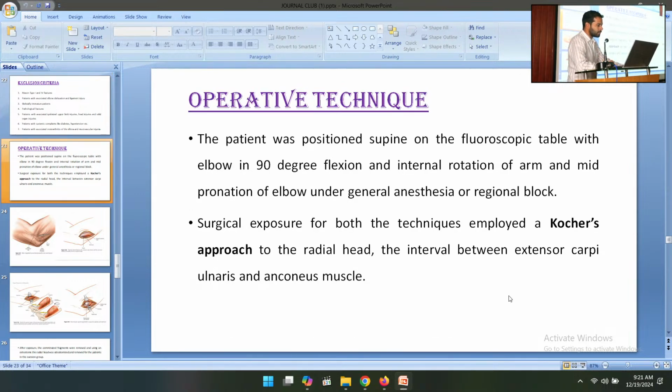Operative technique: the patient was positioned supine on the fluoroscopic table with the elbow in 90-degree flexion, internal rotation of the arm and mid pronation of the elbow, under general anesthesia or regional block. Surgical exposure for both techniques employed Kocher's approach to the radial head, the interval between extensor carpi ulnaris and anconeus muscle.